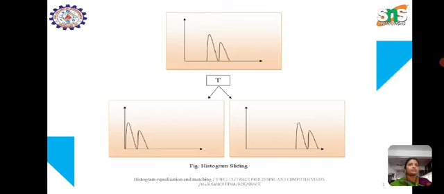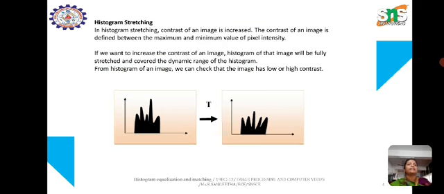There are two types of histogram techniques. One is histogram stretching and another one is histogram slicing. Histogram slicing is a technique used to highlight certain intensity ranges while suppressing others. Histogram stretching, or contrast stretching, is used to improve the contrast of an image by spreading out the pixel intensity values over a wider range.